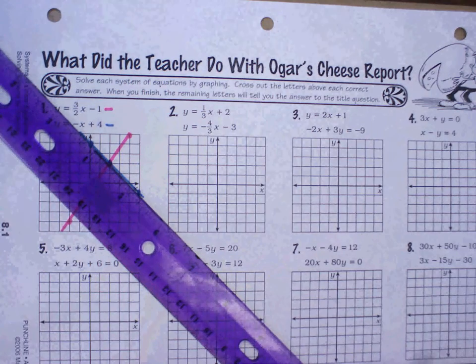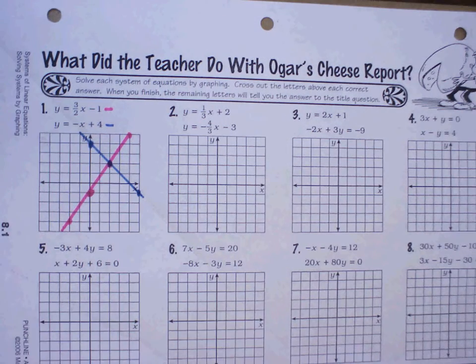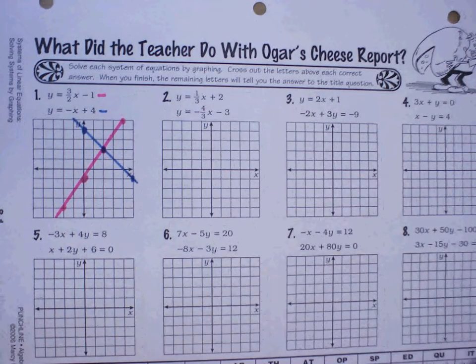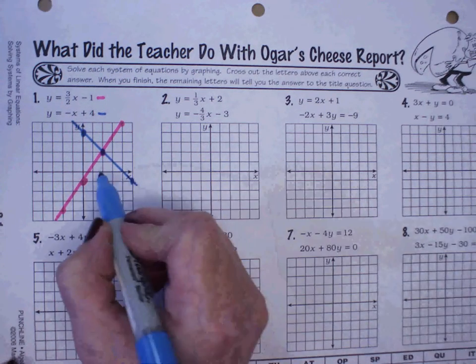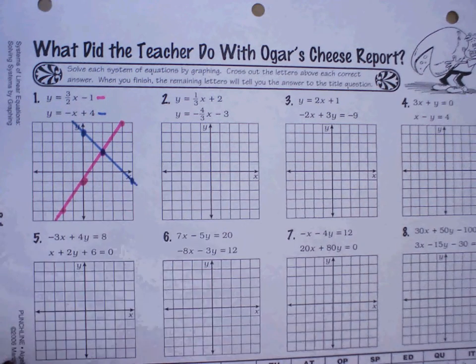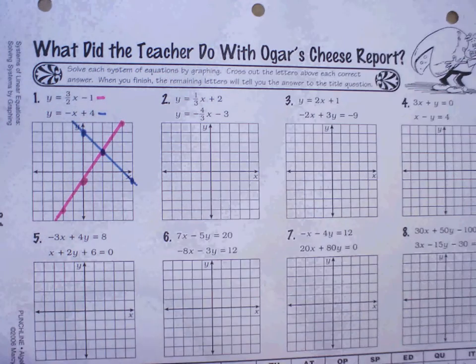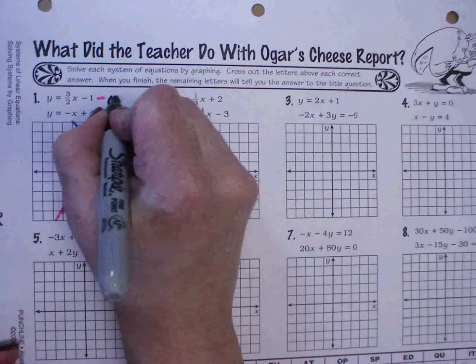All right, so where did Miss Marine crash with the blue car? Because I'm the pinky one. Very good. So the solution for the systems of equations would be 2, 2. And I'm going to write it over here. Where x equals 2 and where y equals 2.